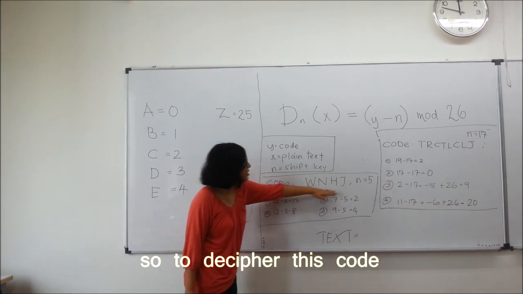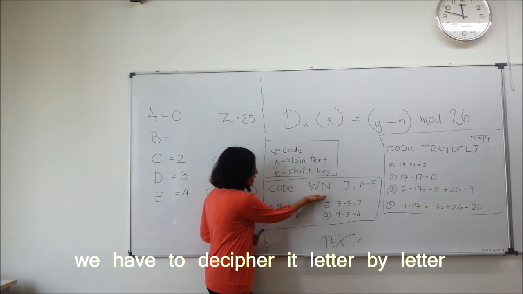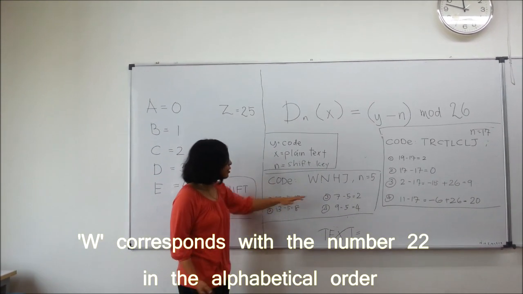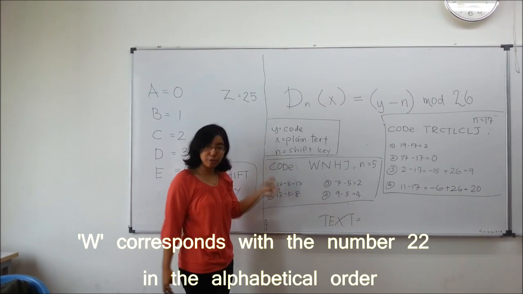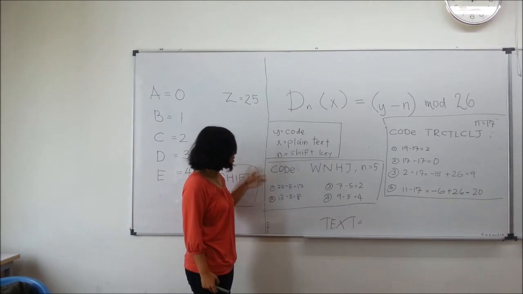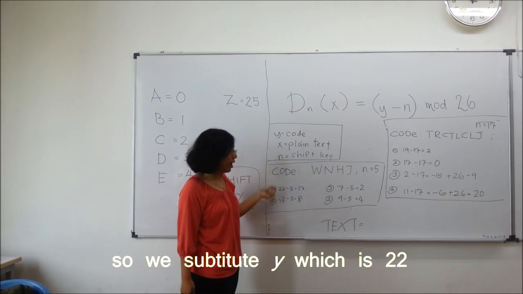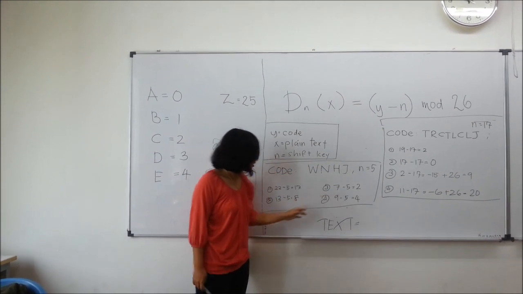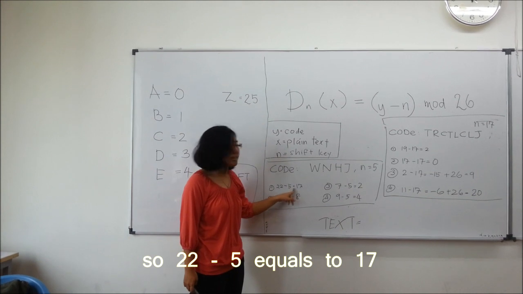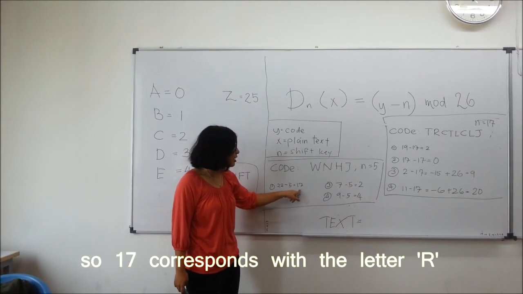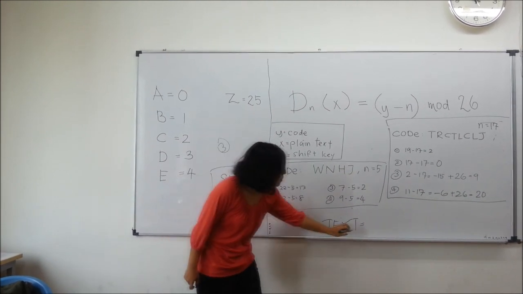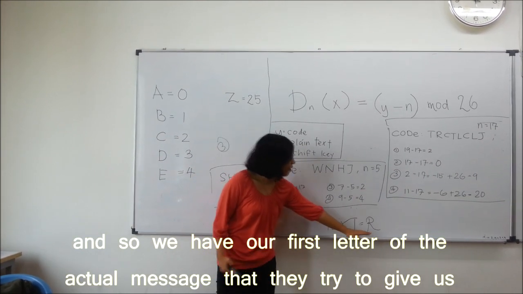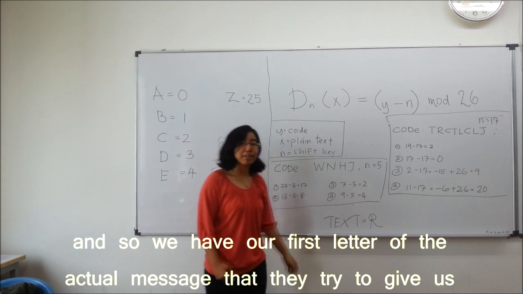To decipher this code, we have to decipher it letter by letter. First, we begin with W. W corresponds with the number 22 in the alphabetical order. So we substitute Y with 22, and we substitute N with the shift key, which is 5. So 22 minus 5 is equal to 17. So 17 corresponds with the letter R. And so we have our first letter of the actual message that they're trying to give us.